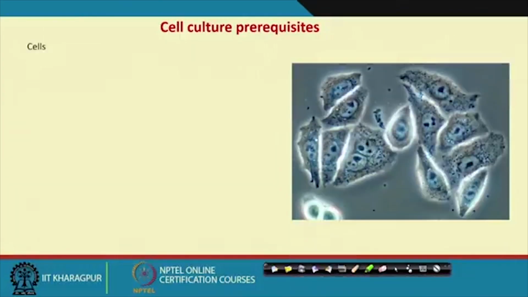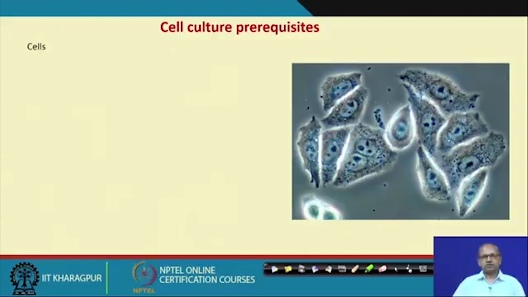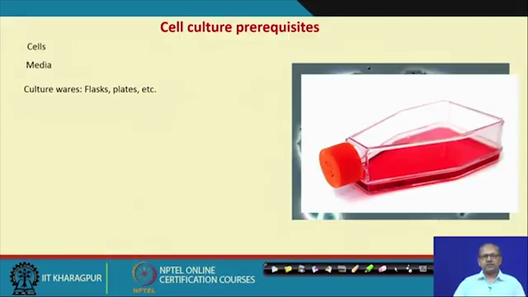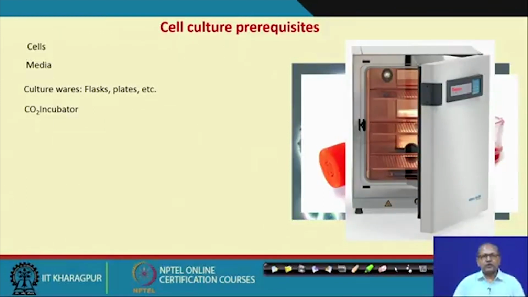What are the cell culture prerequisites? For the prerequisites, we need cells, which may be primary cells, cell lines or immortalized cells. Then we need media for culturing the cells, which will give the nutrients, and culture wares, meaning flasks and plates, such as 96 well plate, 12 well plate or T25 flask. Then a carbon dioxide incubator, which will provide a lot of functions: maintaining the temperature, maintaining the 5% CO2 level for buffering activity, and maintaining the humidity as well.